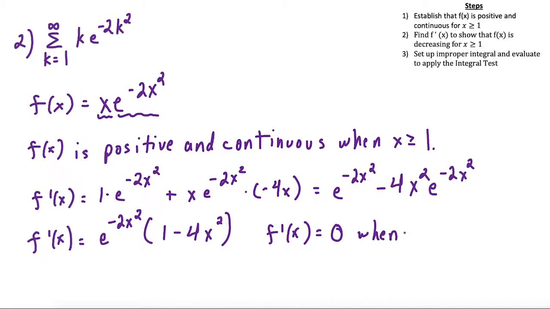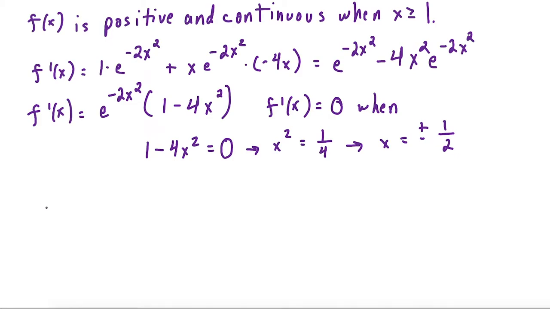when, and if we look here, notice this first part that we factored out is always positive. So we're not going to get a 0 out of this factor. The only time we're going to get a 0 is out of this, so it's when 1 minus 4x squared is equal to 0. Now there's a few ways we could solve this, but I could just rearrange this to say that x squared is equal to a fourth. And if x squared is equal to a fourth, this is true when x equals plus or minus a half.